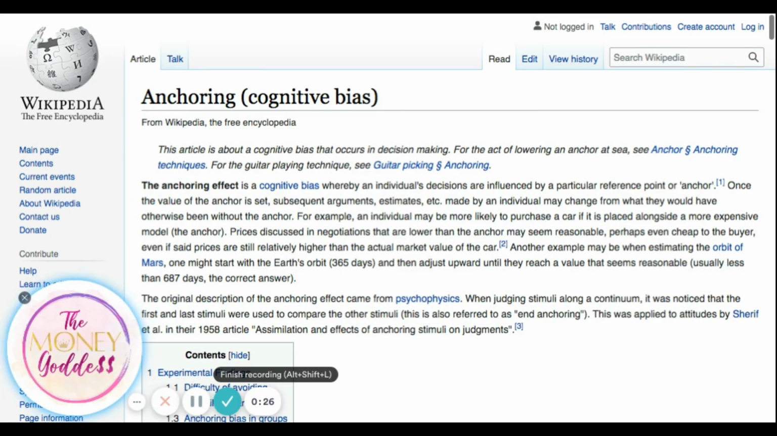The final fallacy or cognitive bias we're going to talk about is called anchoring. The anchoring effect is a cognitive bias whereby an individual's decisions are influenced by a particular reference point or anchor. This is best shown regarding marketing. You've seen this all the time in marketing, so here we go.